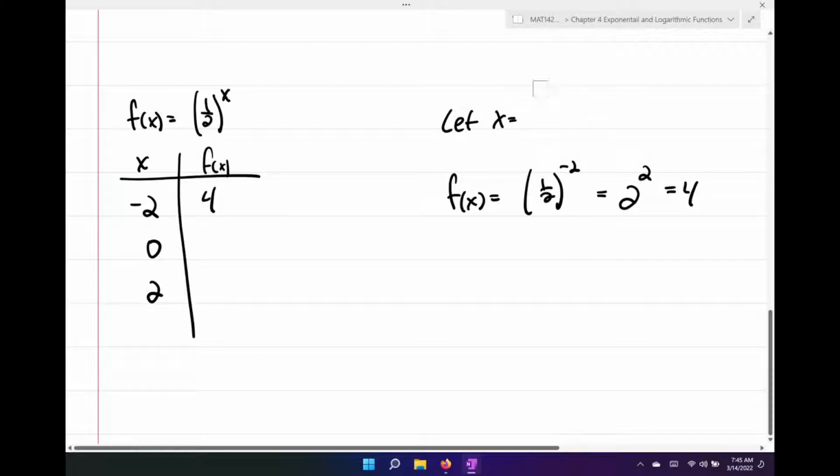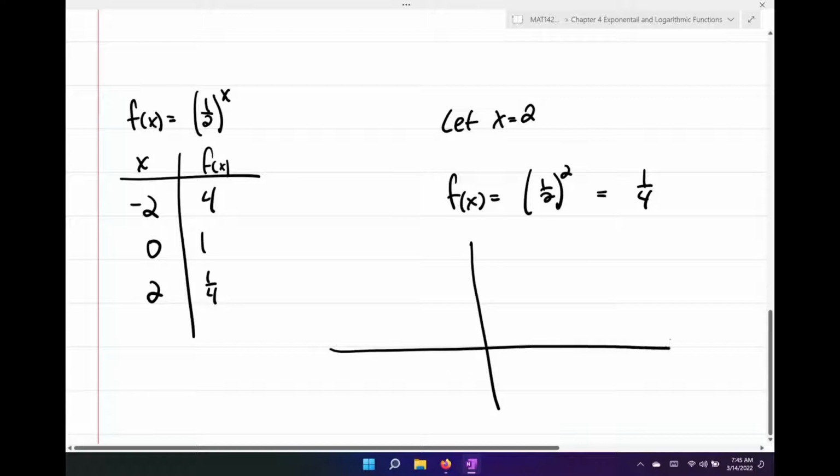Then we're going to let x equal 0. So we're going to get 1/2 to the 0. And 1/2 to the 0 is 1. And then finally, we let x equal 2 to give me 1/4. And if you were to go ahead and plot these points, -2, 4, that would be like all the way up here. 0, 1, and then 2 comma 1/4 would be like all the way down there.